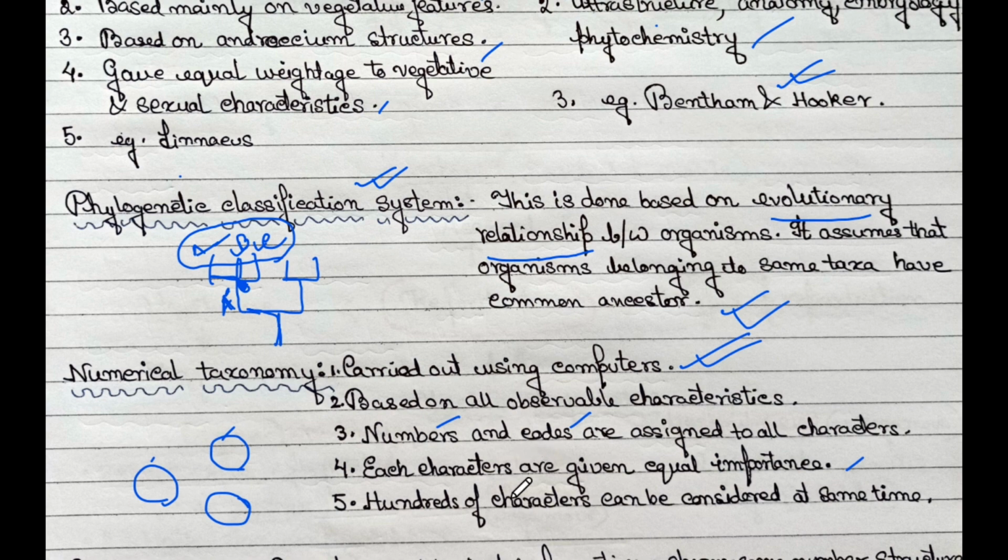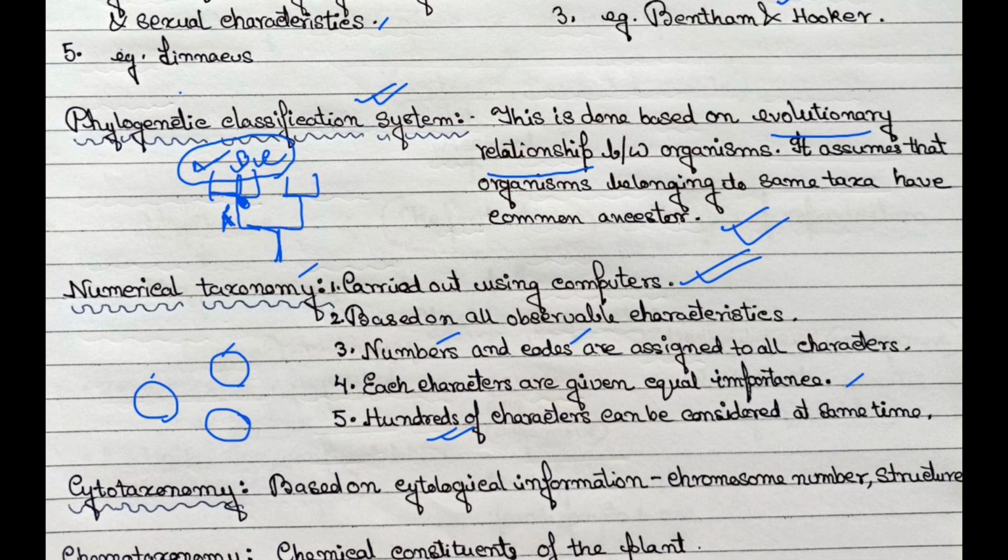So what is the benefit? Hundreds of characters can be considered together for classification of a particular organism or several organisms: its color, its embryology, its anatomy, its reproductive features, its habitat, many things can be considered in one go in one system. So numerical taxonomy is very beneficial in today's world.